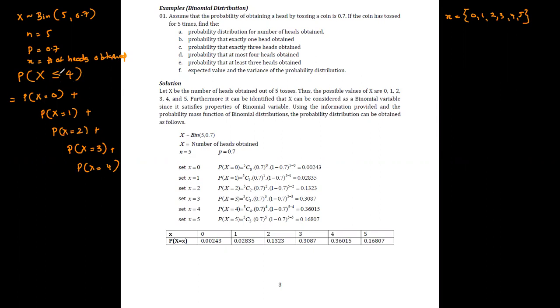But again, no need to calculate the probabilities, because we already have the values for 0, 1, 2, 3, and 4. It means that the summation of these 5 values gives us the probability that x is less than or equal to 4.